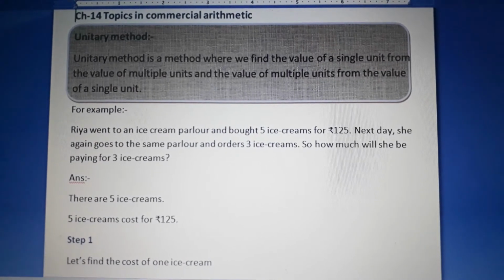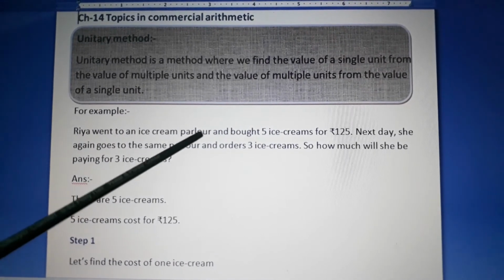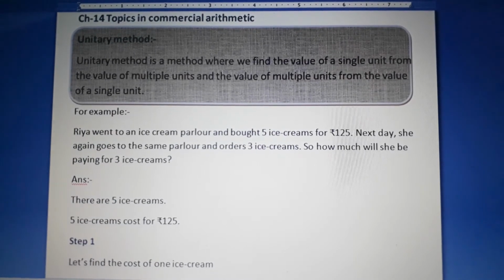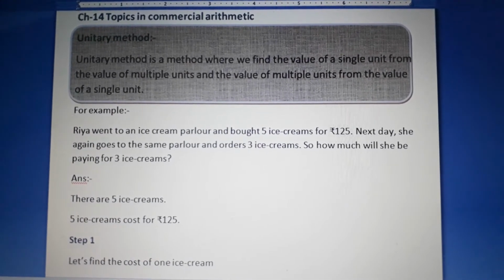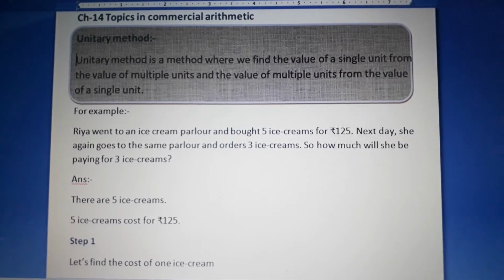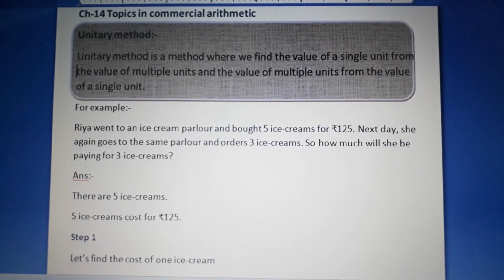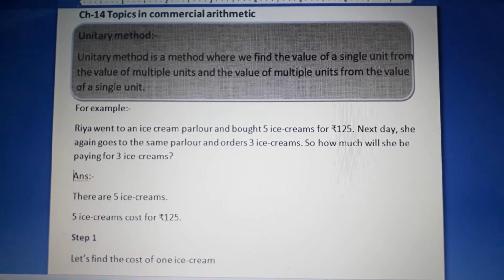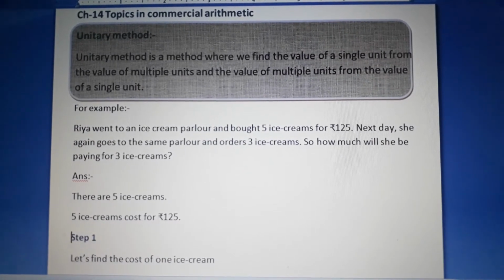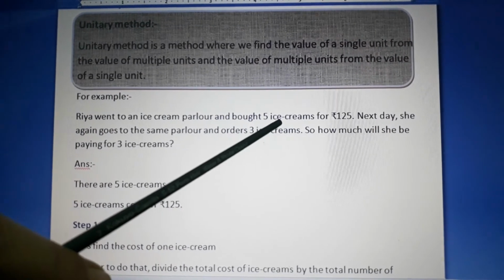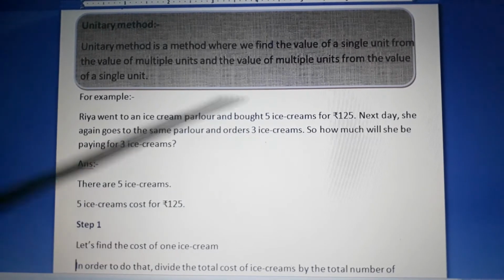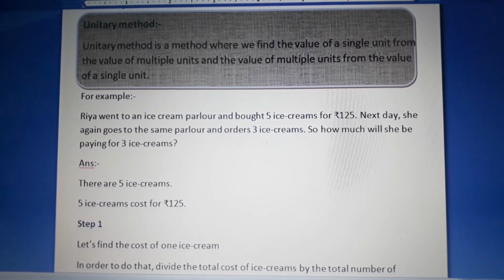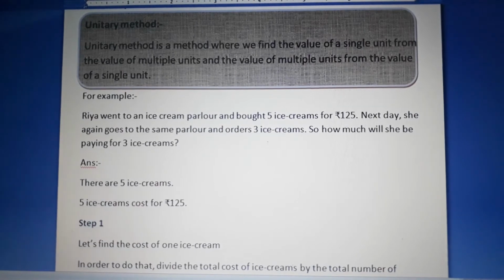Now, for example, Ria went to an ice cream parlor and bought 5 ice creams for rupees 125. Next day, she again goes to the same parlor and orders 3 ice creams. So, how much will she be paying for 3 ice creams? Here we are having the cost of 5 ice creams. 5 ice creams are for rupees 125 and we are supposed to find the cost of 3 ice creams.